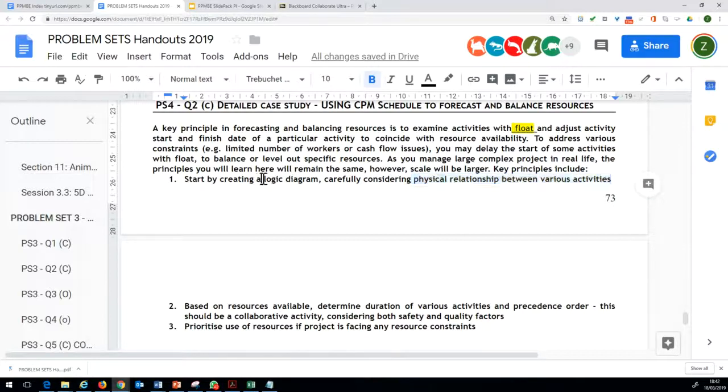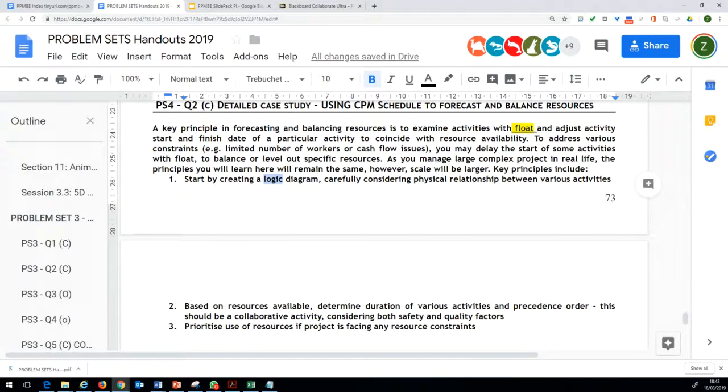Now, this is very important. While developing a logic diagram, it needs to be a collaborative activity. It's not just merely a physical relationship between different activities and the precedence order that has to be seen. Very often it is possible that the quality and the safety factors are taken into account. So for instance, you would not like to assign too many contractors to work in a very closed area of the site. So it has to be a collaborative activity, and while doing a network diagram, a wider engagement with the stakeholders is always useful.